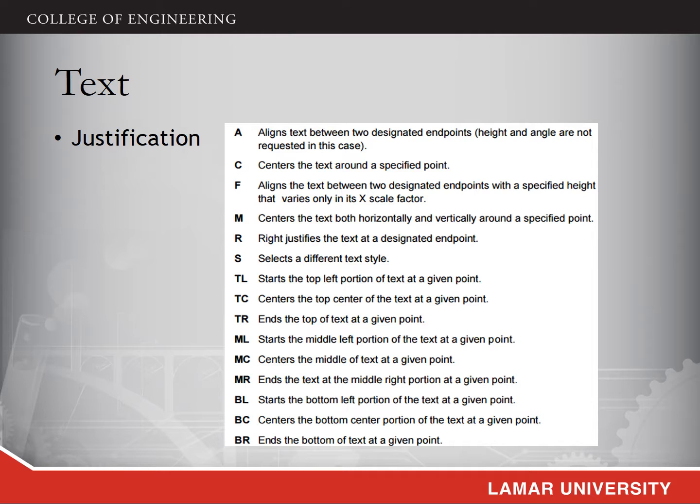Here, the TL, TC, and TR represent aligned to the top left, top center, and top right. And it will also have the middle left, middle center, and middle right, bottom left, bottom center, and bottom right. You can go back to check all these different options to see the effect of the justification to the text in AutoCAD.